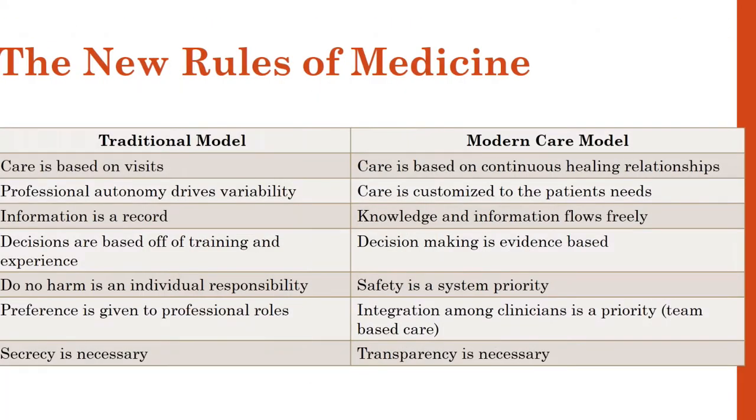So when you try to function under a new model and you look at the world differently, as that expectation becomes more commonplace, the rules change. And this is something that many of you have probably seen before, but it's worth visiting again because now that the patient is the center, the patient is the decision maker, the rules change, and the rules are based off things like continuous healing relationships, knowledge and information that flows freely through the system where the patient owns their information, not the hospital. Safety becomes a system priority, and integration among clinicians and among the care team is a priority.